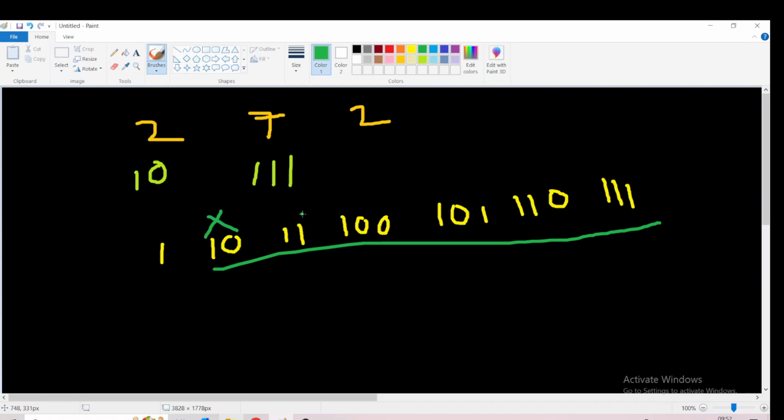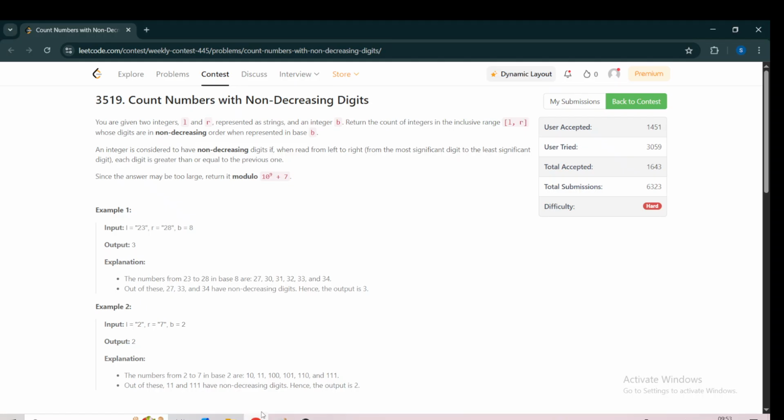You can say 1 1, the digits are in non-decreasing order, so this is a good value. 100, the digits are in decreasing order, so this is not possible. Same for 101. And this is 111, the digits are in non-decreasing order, so this is possible. So the answer will be 2. Only 3 and 7 are good integers, you can say. So the answer will be 2 here.